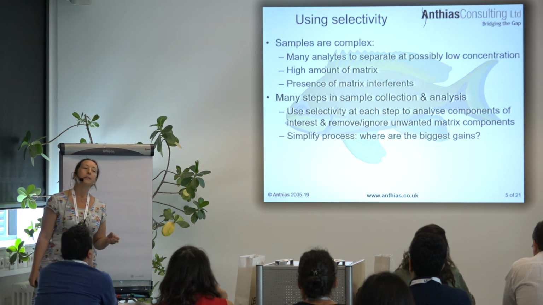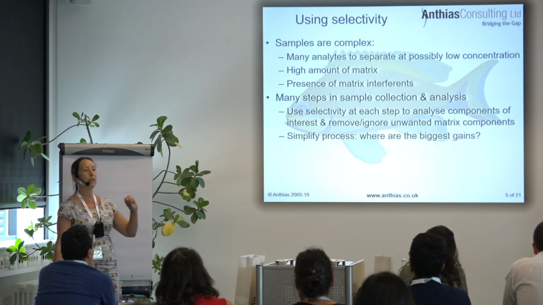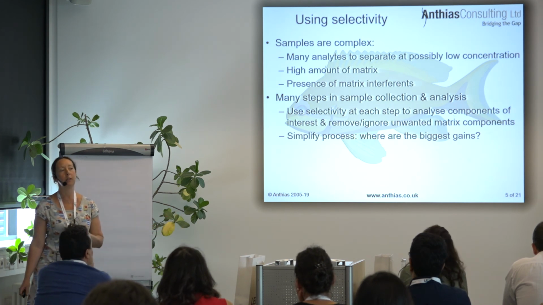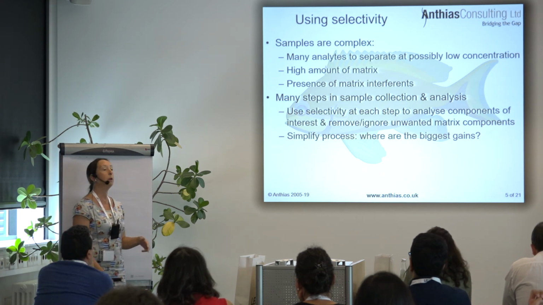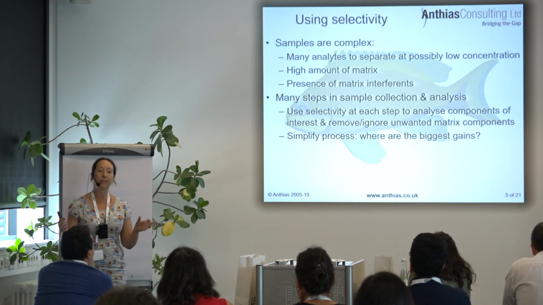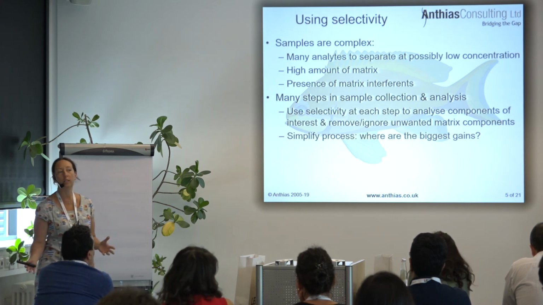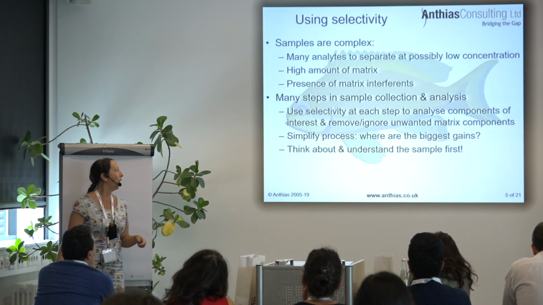Got to also think about simplifying our process. If you want the ultimate sensitivity in the worst samples, then we might need to do it in every single step. However, if you don't need quite as low a sensitivity, then we could just think about using selectivity in the areas which are going to give us the biggest gains, like GC times GC, like mass spectrometers. We've got to think about, though, and understand the sample first.